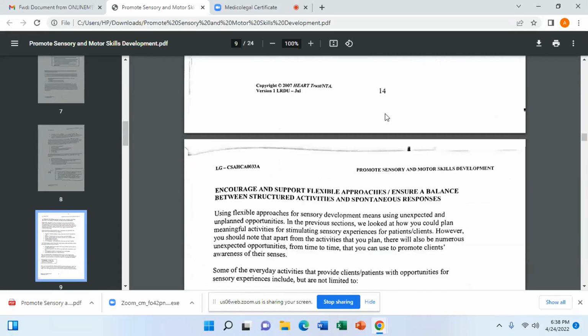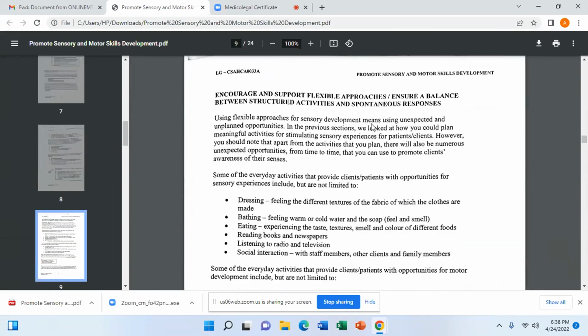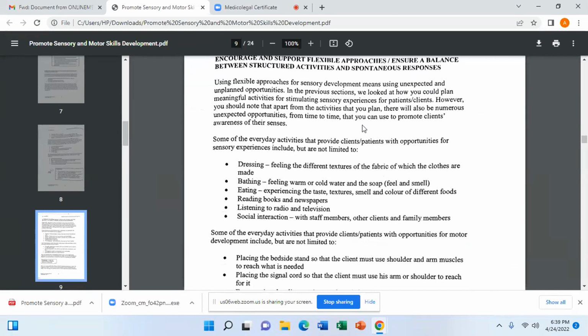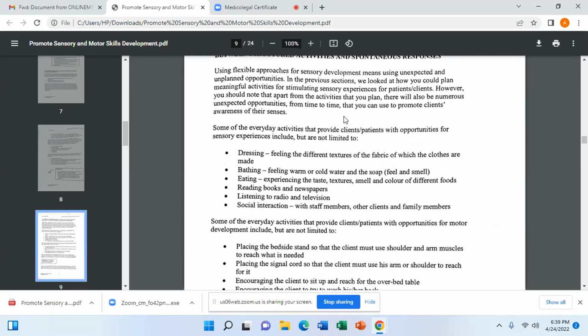Right. We can go through the checkpoint here. So encourage and support flexible approaches, ensure a balance between structured activity and spontaneous responses. So using flexible approaches for sensory development means using unexpected and unplanned opportunities. And we spoke about stimulating sensory experience in the last topic, right? So we don't need to really go into that.